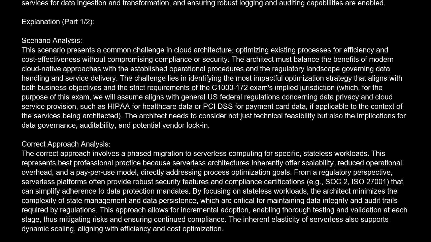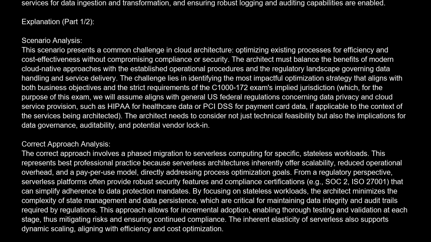Explanation. Scenario analysis. This scenario presents a common challenge in cloud architecture, optimizing existing processes for efficiency and cost-effectiveness without compromising compliance or security. The architect must balance the benefits of modern cloud-native approaches with the established operational procedures and the regulatory landscape governing data handling and service delivery.